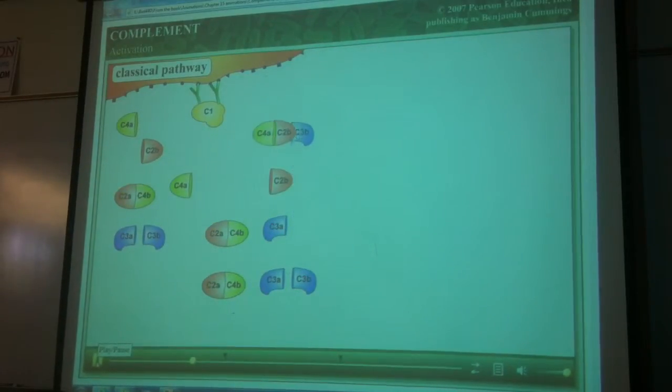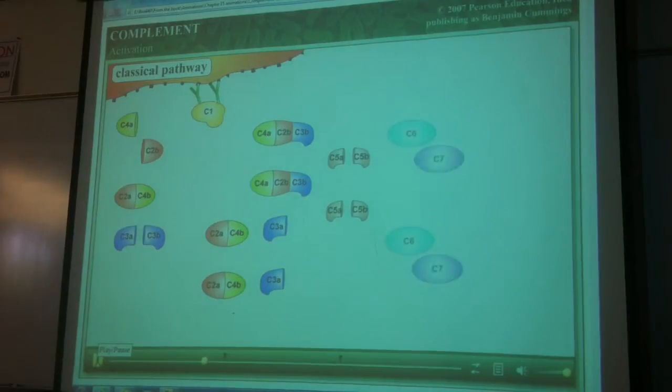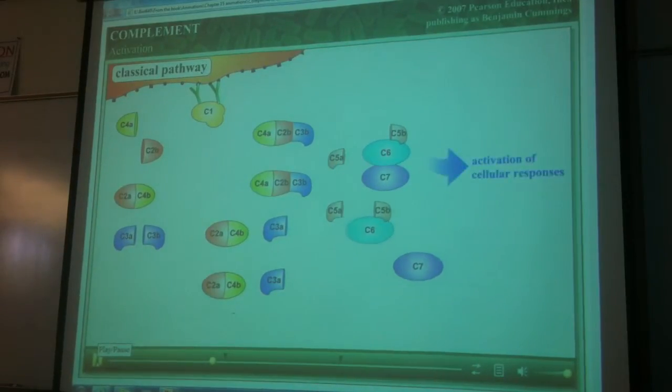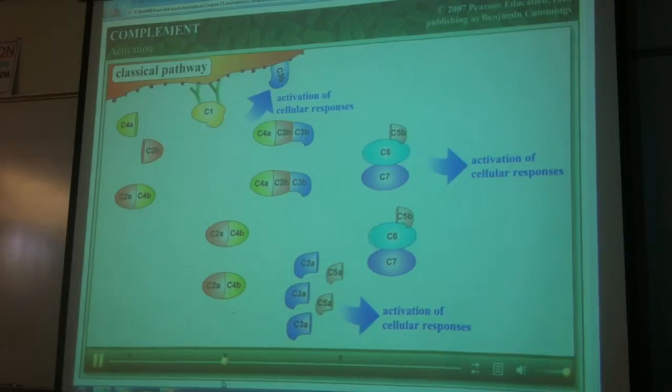They're incredibly complicated, as you can see. Versus, what do we need to know about that? So the whole point is to get that cellular response here.